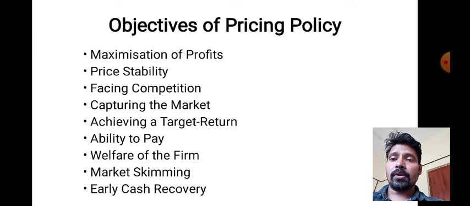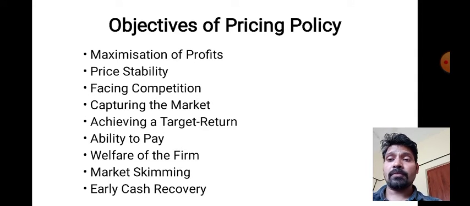Next, we can look at what the objectives of pricing policy are. There are a number of objectives which can be classified broadly as follows. First, maximization of profits; second, price stability; third, facing competition; fourth, capturing the market share; fifth, achieving a target return; sixth, the ability to pay; seventh, welfare of the firm; eighth, market skimming; and finally, early cash recovery.